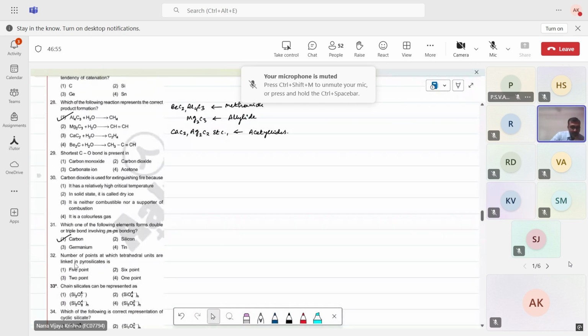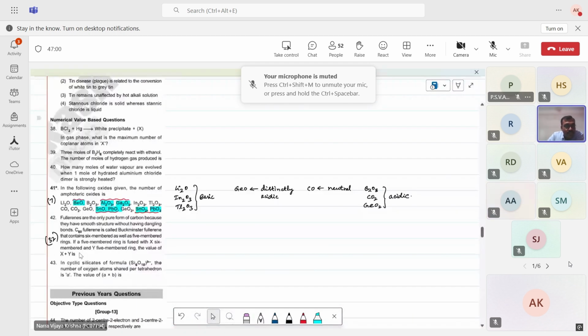Now I think these are all group 14 questions. Here one question is there, question number 38. BCl3 reacts with mercury. Tell me, what can be the product here? I can get boron plus Hg2Cl2, this is that white ppt. Now what they are asking: what is the maximum number of coplanar atoms in X? Coplanar means all atoms which exist in the same plane. How many coplanar atoms exist in X? Zero. Once check your target booklet.